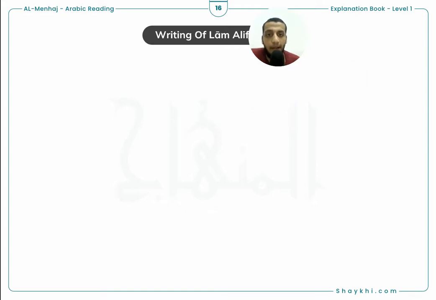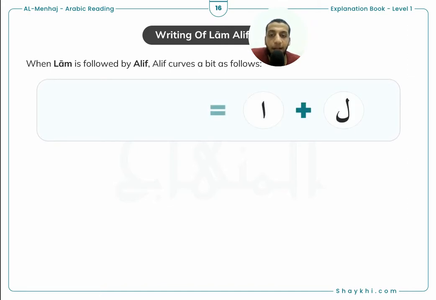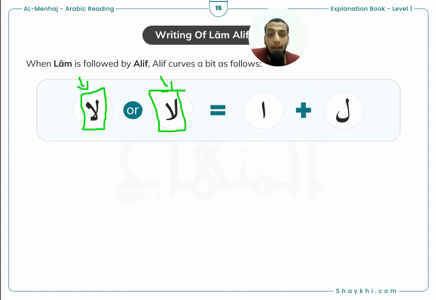What is the note about the lam when it comes before the letter alif? This is the point: when lam is followed by alif, the alif curves a bit as follows. This is a lam and this is the alif after it. It will be like this shape or this shape. So what is that shape? This shape is lam followed by alif. What is that shape? This is lam followed by alif.